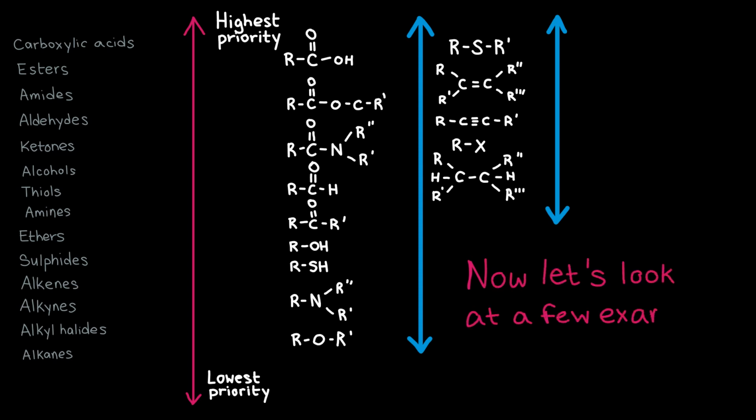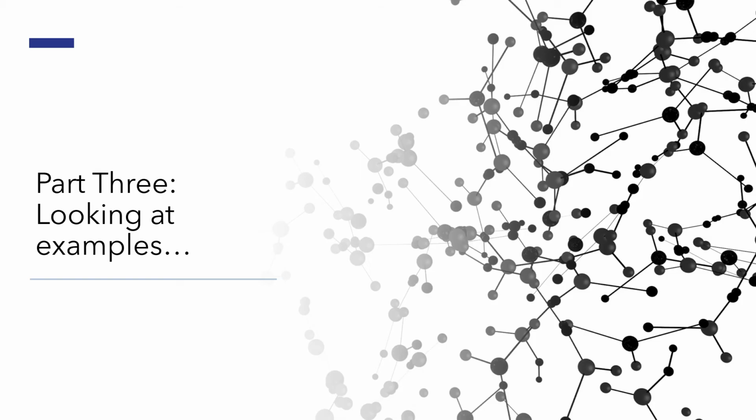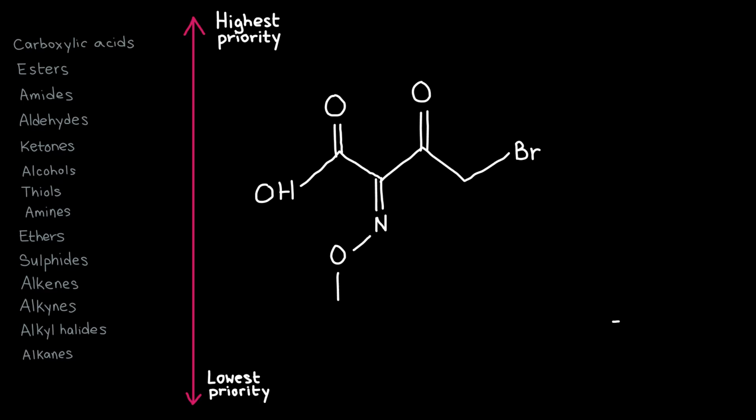So now let's look at a few examples. All right, let's move on. So here you can see the first example molecule. I'm going to start looking at the chart from highest priority and slowly go down to lowest, and I'm just going to point out any of the functional groups that are present in the molecule. So first, let's see, carboxylic acids. Yes, it is present, and it is right here. So that's going to be first priority.